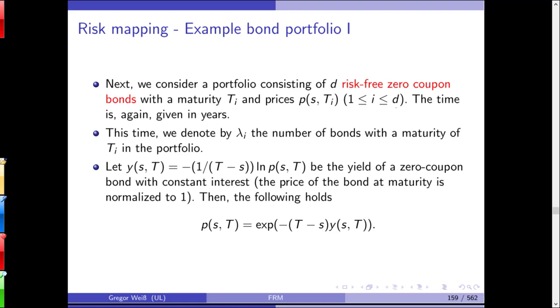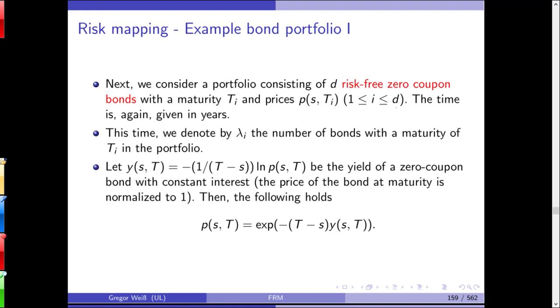Okay. Next example, we'll take a bond portfolio, Anleihen portfolio. We have a portfolio that consists of d risk-free zero coupon bonds with a maturity T_i and prices P that depend on s and T_i. The time is again given in years, and lambda_i again is the number of bonds with a maturity of T_i in the portfolio. Now, Y(s,T) is defined as minus 1 over T minus s times the logarithmic price. And this is the yield of a zero coupon bond with constant interest, and the price of the bond at maturity is normalized to 1. And you should keep this in mind.